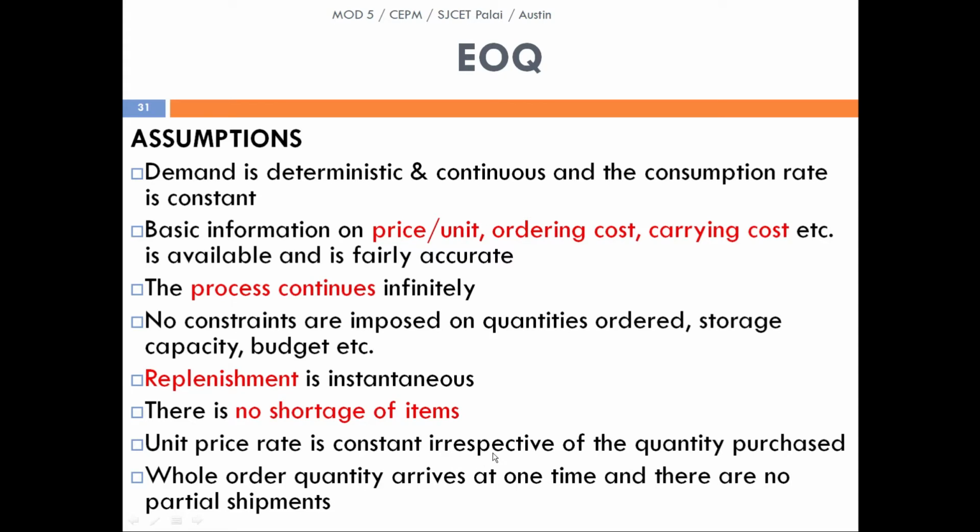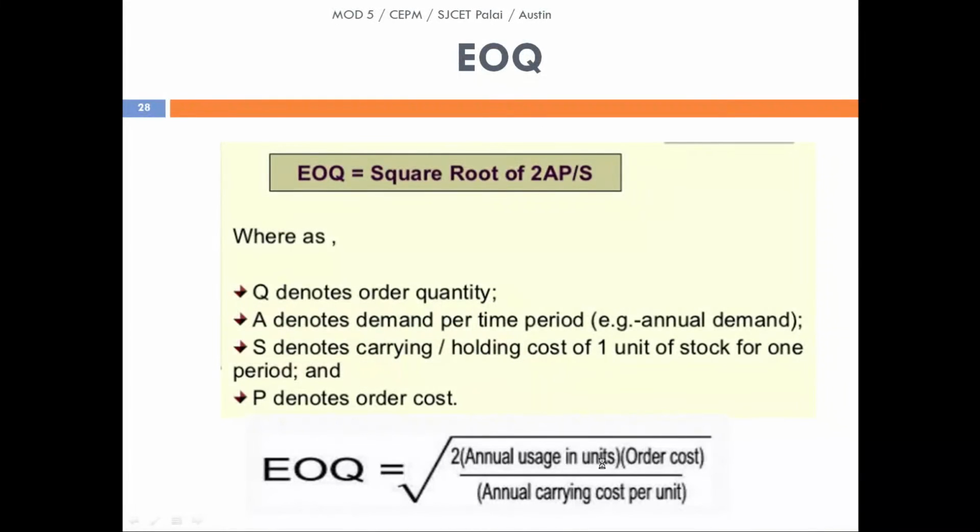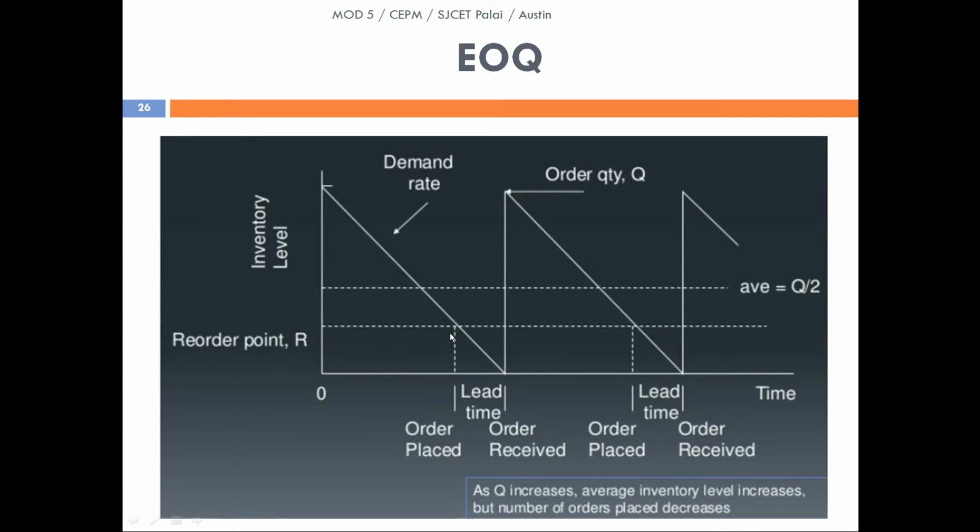Unit price rate is constant irrespective of the quantity purchased. The whole order arrives at one time and there are no partial shipments. We can see here also that there is no partial shipment. The entire order arrives when the order is received, and the inventory level is back to normal at the initial stage. So these are the assumptions of EOQ, which is one of the major important inventory control measures.